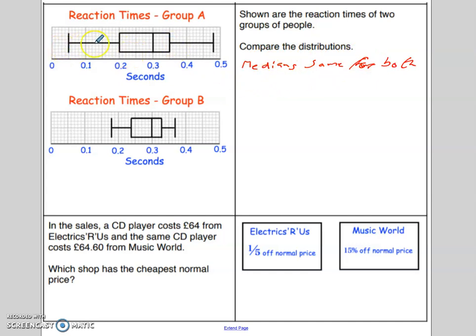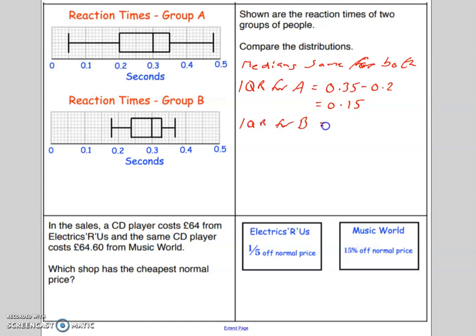What we can see though is the spread of group A is larger. Okay, so if we look at the interquartile range rather than just the range, that gives us a more accurate spread of data because it won't include any outliers. So if we look at the interquartile range for A, that's 0.35 and that's 0.2. So 0.35 take away 0.2 gives you 0.15.